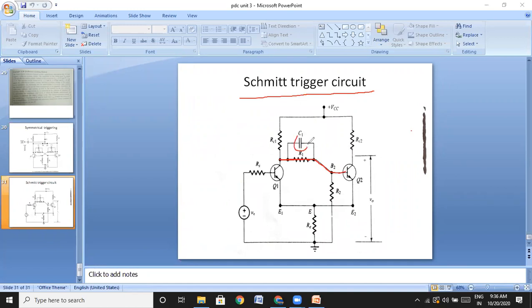There is no speed-up capacitor. Therefore, this is our basic circuit. It is connected with a resistor, which is a DC couple. Therefore, it is going to have a stable state only.